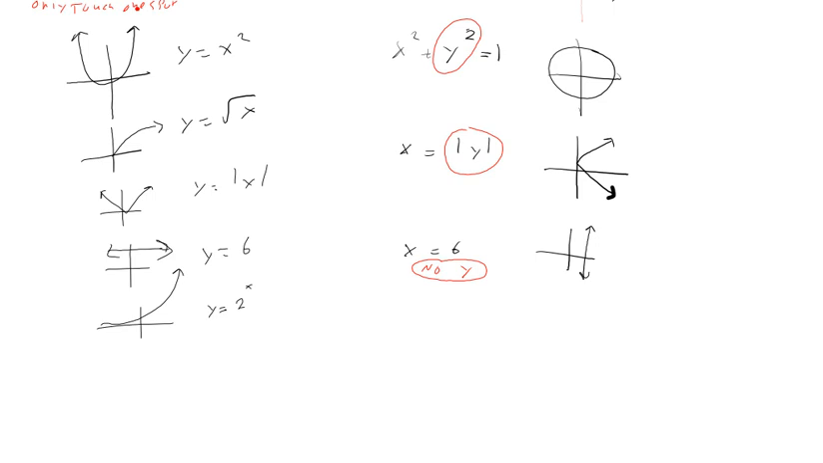So a clue we can use is, if you have y squared, if you have an absolute value of y, or if you have no y at all, these things are not a function. So those are our clues.